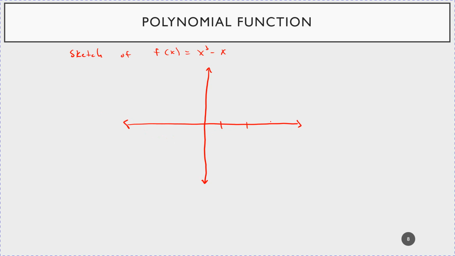1, 2, 3. I'm picking this scale here because a lot is happening at really small x values. So I don't want to go out too far. All right, so I'm going to plot the intercepts, right? So here's an intercept, here's an intercept, here's an intercept, at negative 1, 0, and 1.